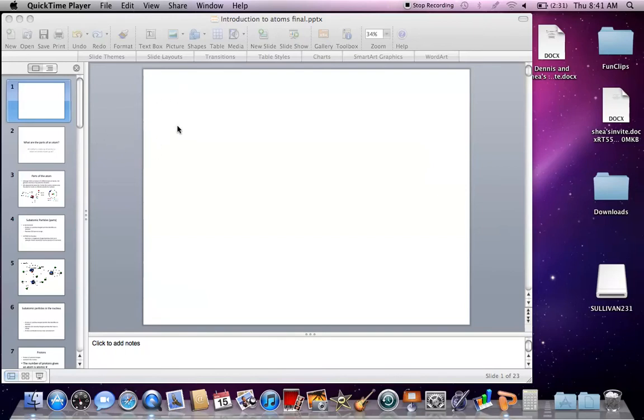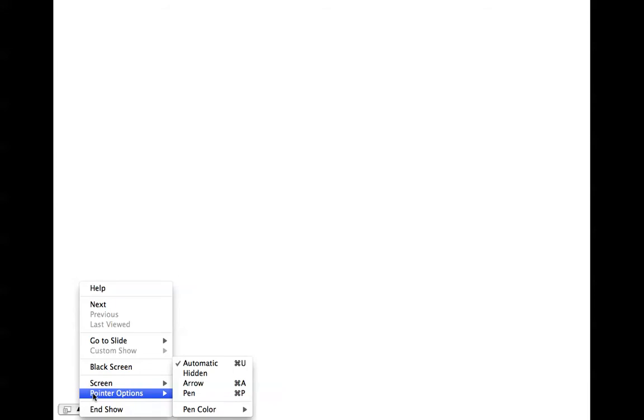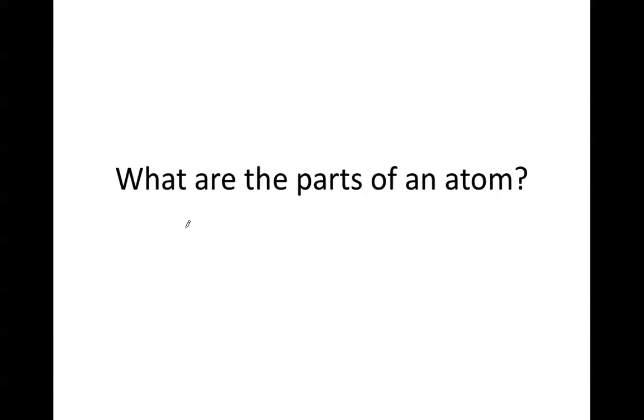Today we're going to be talking about the parts of an atom. Okay, so let's get the slideshow started, and we'll get our pen out. The parts of an atom. What are the parts of an atom?